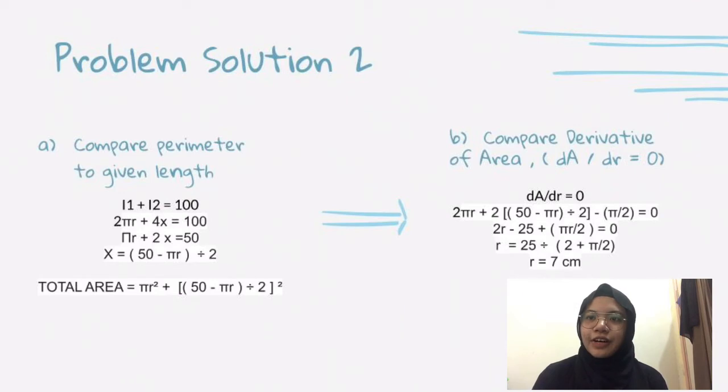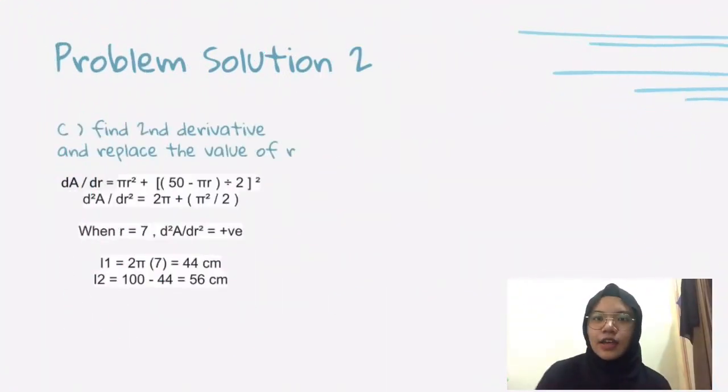2r minus 25 plus pi r over 2 equal to 0. r equal to 25 divided by 2 plus pi over 2. r equal to 7 cm. Final step, find the second derivative and replace the value of r.